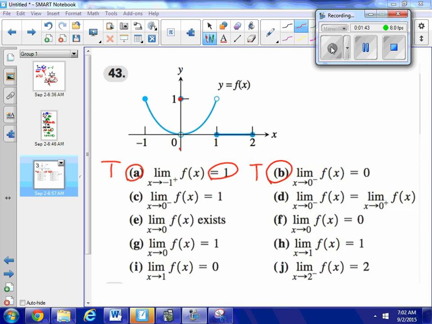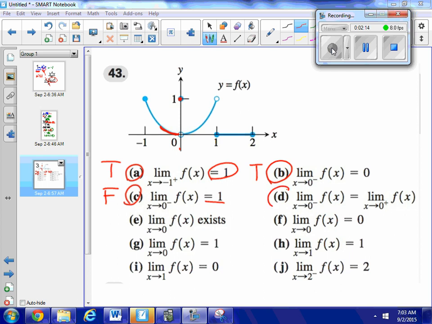Well, if that one is true, then C, which says as x is approaching 0 from the negative side, the limit is 1, is false, because the limit's a limit. You can't have it two ways. As x is approaching 0 from the negative side, it is true that f of 0 is 1, but the limit as x is approaching 0 from the negative side is 0. It is not 1. So that one is false.